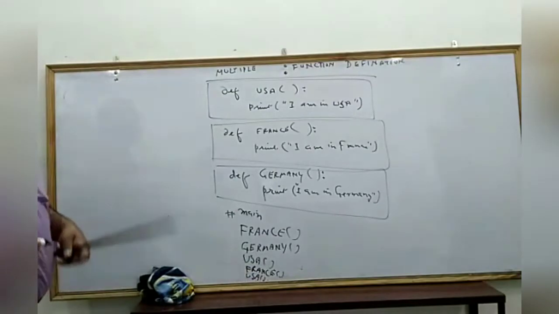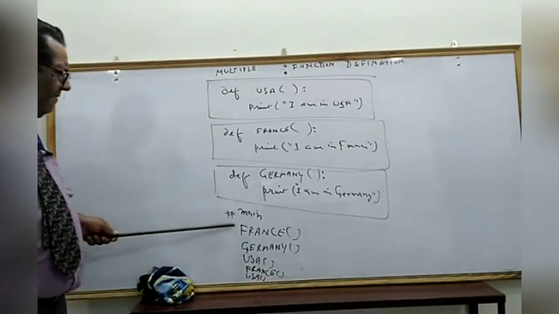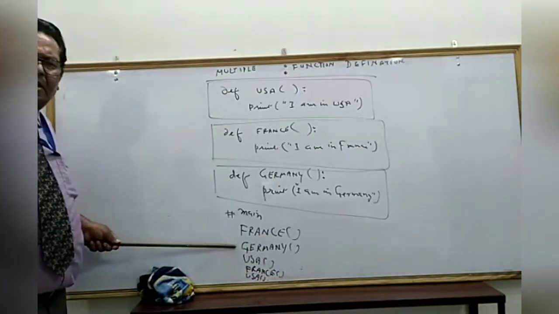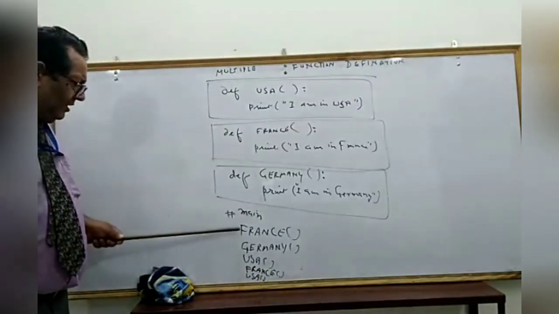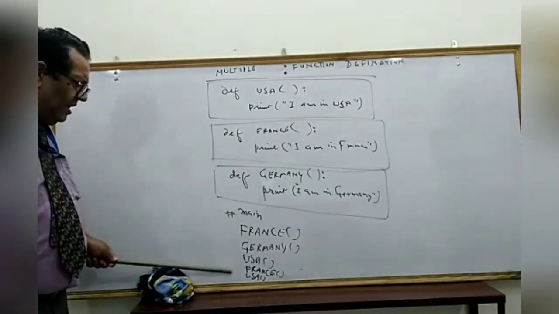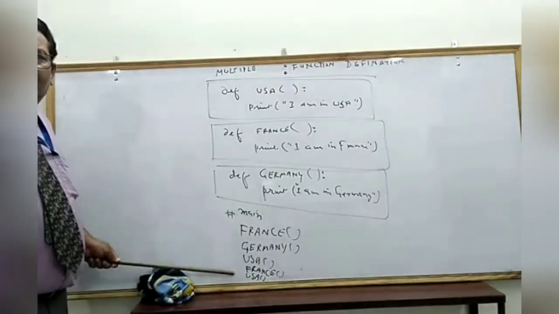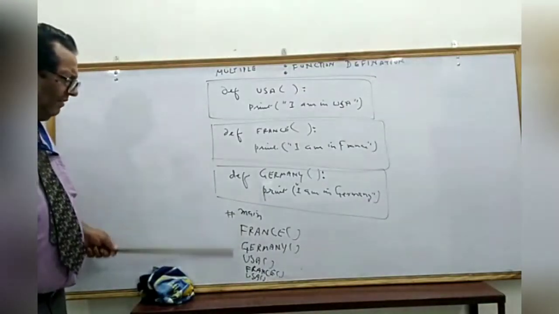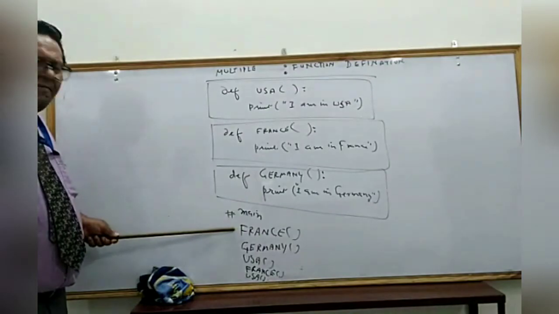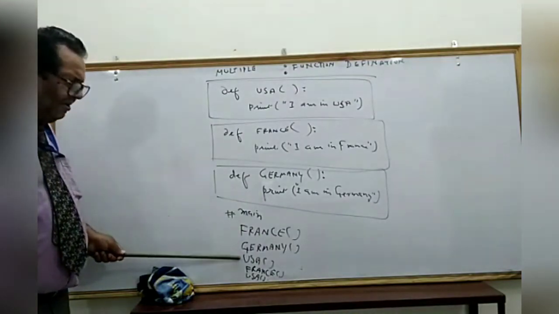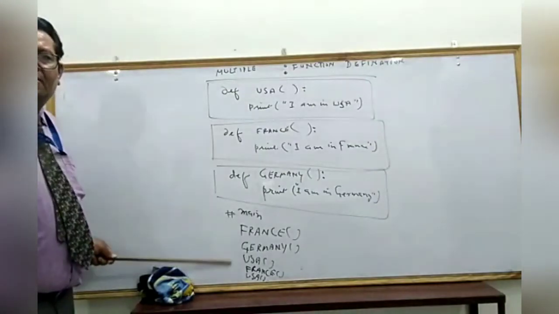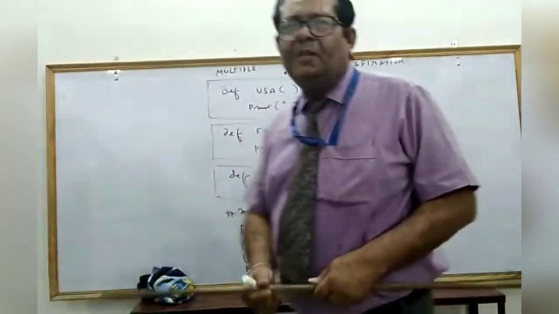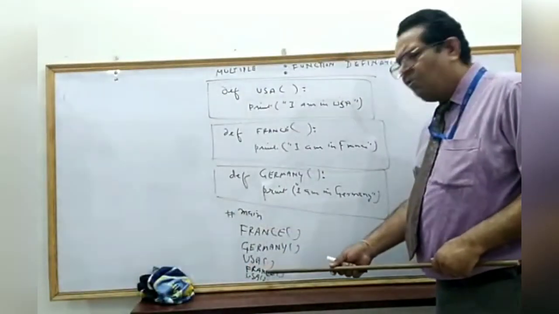So now in the main part, I have called the function France first, then Germany, then USA, then France again, and then USA again. You can see I have called the function France twice and the function USA twice. So now the result will be: I am in France, I am in Germany, I am in USA, I am in France again, and I am in USA. So this result you will get. Now you can see that the same functions, France and USA, have been called twice.